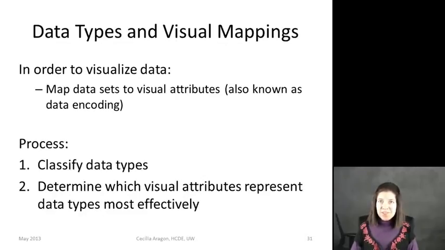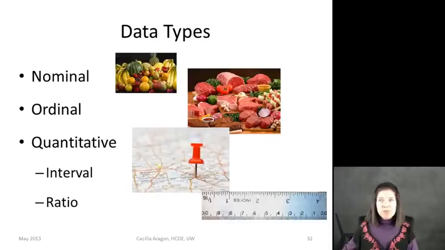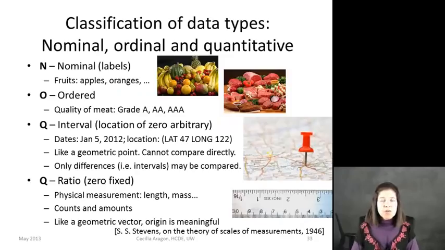Of course, the devil is in the details. Let's start with data types. There are three basic data types: nominal, ordinal, and quantitative, which can be further subdivided into interval and ratio. I'm going to explain each of these on the next slide. So nominal data can be thought of as labels or names. An example is fruit. Apples, oranges, peaches, pears would be described as nominal data.